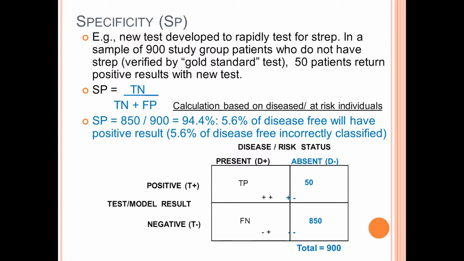And applying an example to this, again, if you had a new test developed to rapidly test for strep, and in a sample of 900 patients who do not have strep as verified by a gold standard, 50 patients return positive results with the new test. Plug it in, calculate, and you get a specificity of 94.4% in this particular example, where 5.6% of the disease-free will be incorrectly classified as having a positive result. Right? Not too complicated.